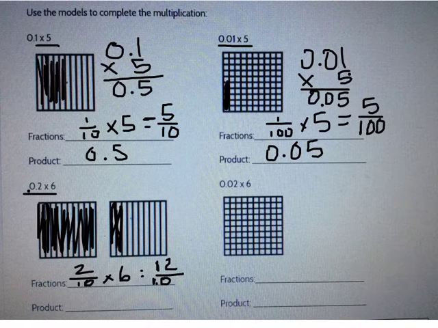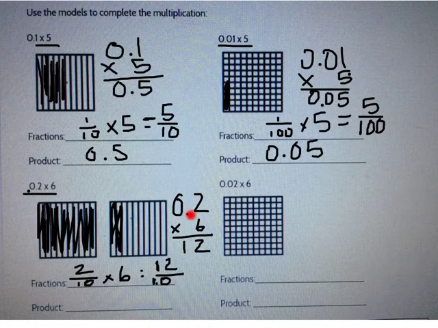Now, let's show how we would do that with our decimal multiplication. 2/10 times 6. 6 times 2 is 12, and I know that I need an answer in the tenths place. So how many digits need to be behind the decimal? 1. The answer is 1 and 2/10.